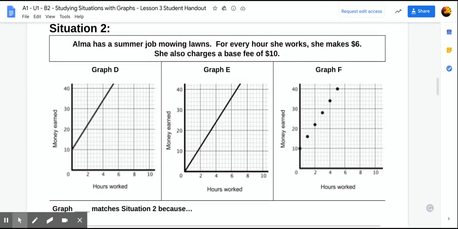Situation 2. Alma has a summer job mowing lawns. For every hour she works, she makes $6. She also charges a base fee of $10. Would this match graph D, graph E, or graph F? Why did you pick the graph?